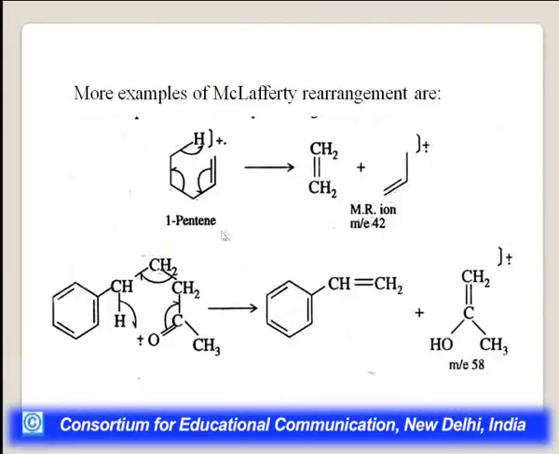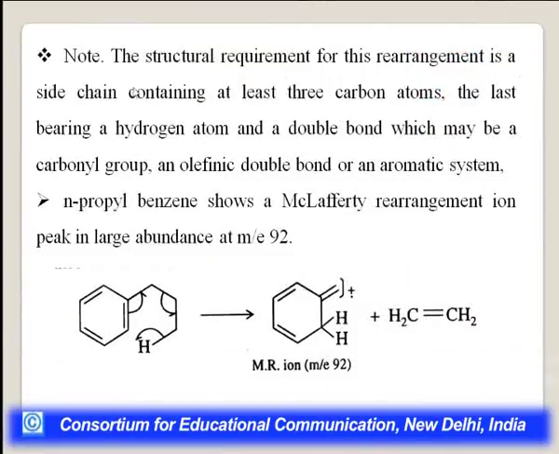Here are other examples of McLafferty rearrangement. Here you can say this is 1-pentene, and this is how the McLafferty rearrangement took place: this gamma hydrogen will get shifted, with the beta bond breakage. This is the neutral molecule and this is the fragment ion. Another molecule is there. Here you can see this is a ketone. You will get this kind of neutral molecule and this kind of fragment ion which will be detected in the mass spectrum.